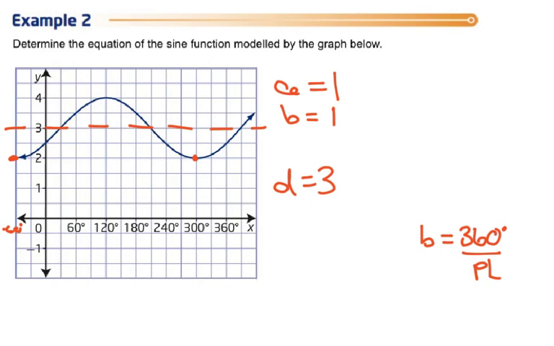Finding c is dependent on whether this is a sine or a cosine. We're going to treat it as a sine function. Sine starts at the midline of the function, which would be right here, which is 30 degrees off the y-axis, so c is 30 degrees.